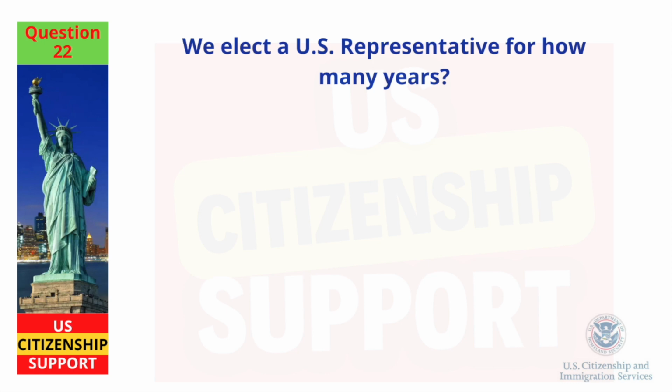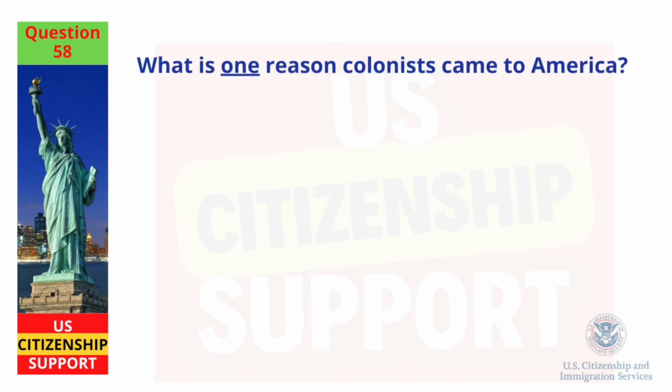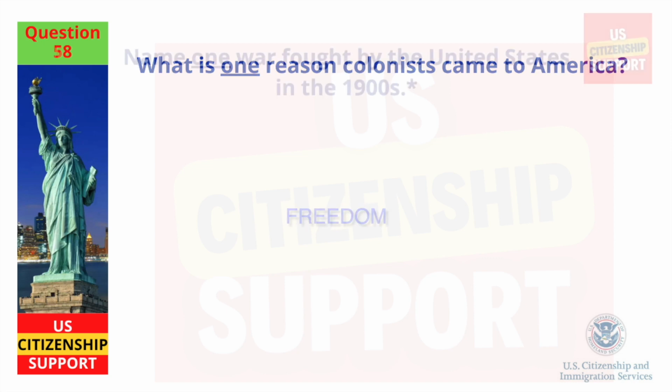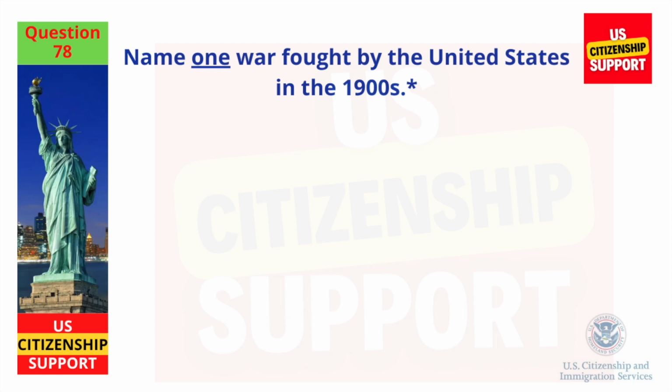We elect a US representative for how many years? 2. What is one reason colonists came to America? Freedom. Name one war fought by the United States in the 1900s. World War One.